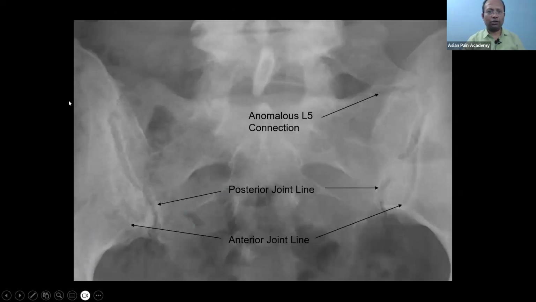Okay. Here also you see the same thing. This side is the posterior joint line, this is the anterior joint line, and the ilium is covering more area of the sacrum, but these are not forming the joint. This is hanging over the bone. So our target is the medial line and the lower one third.